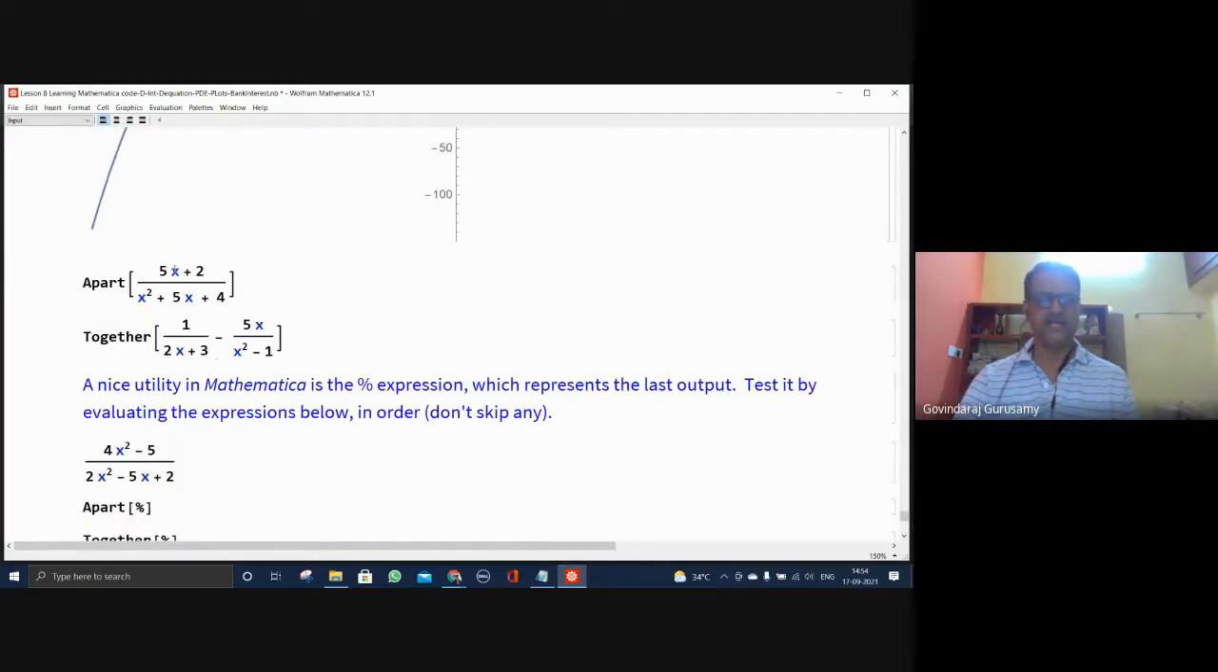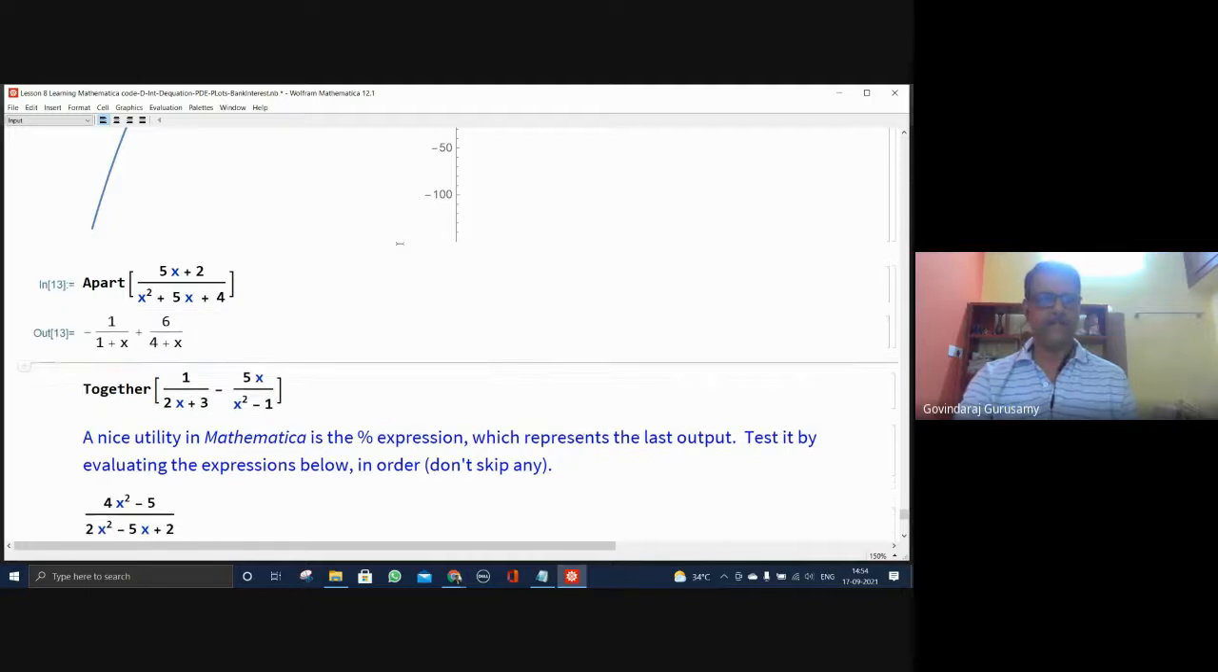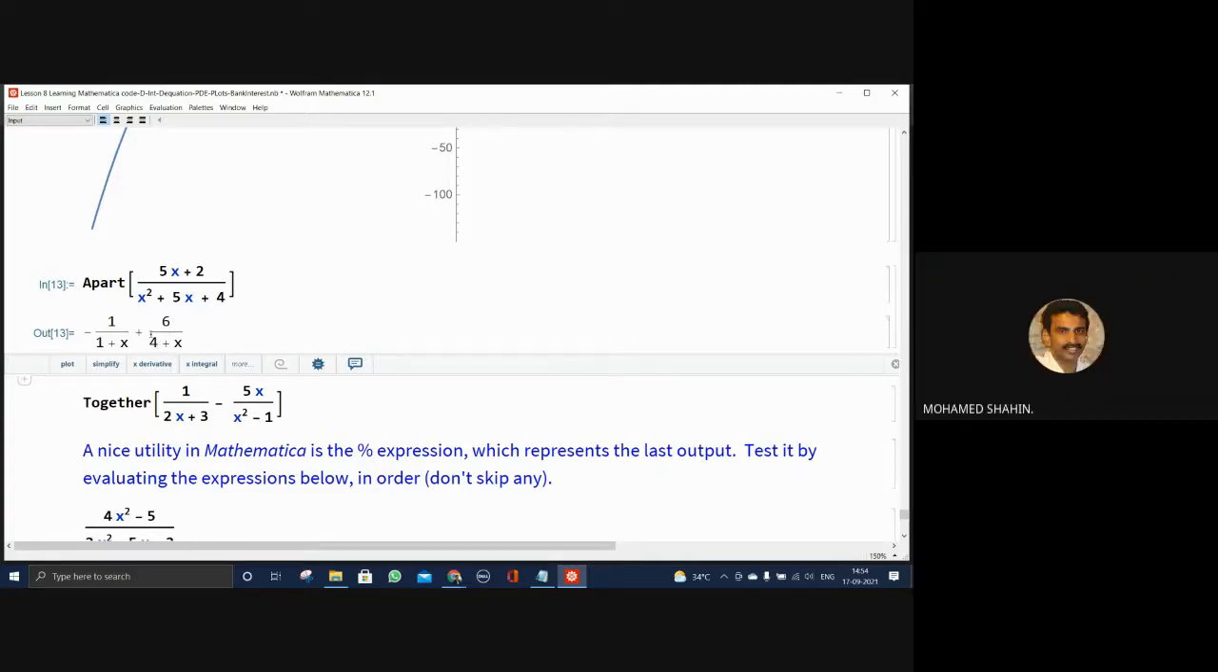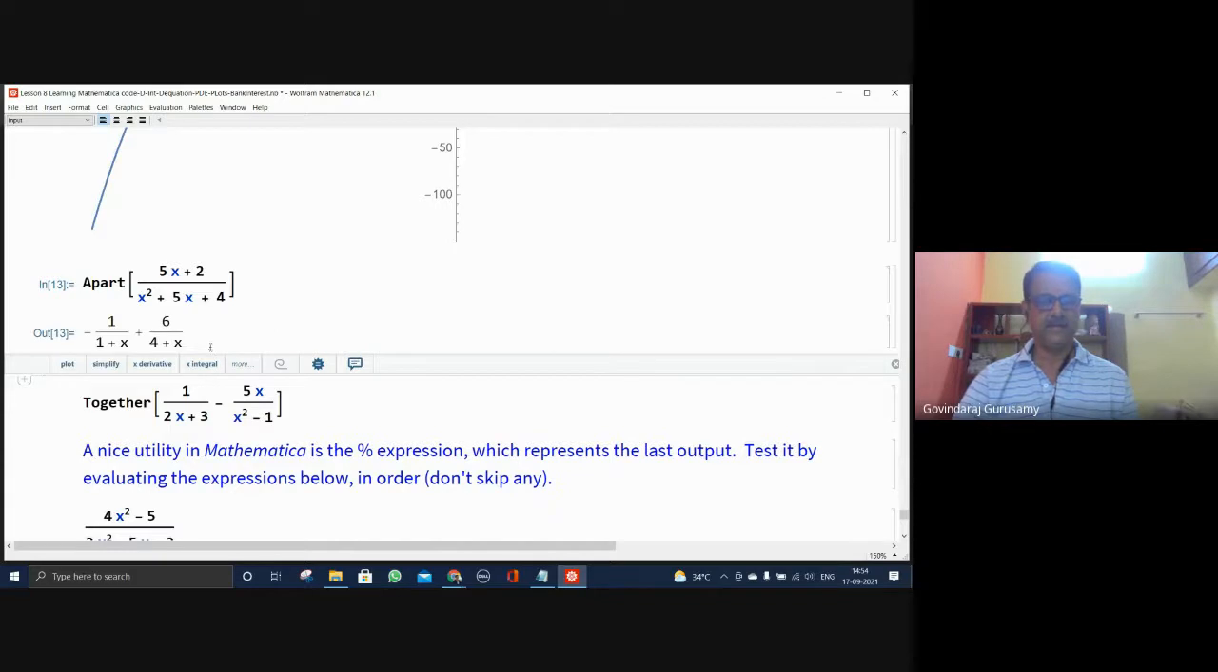Apart, you can see (5x plus 2) divided by x squared plus 5x plus 4. You wanted to separate them. This is the LCM factor now, and then if you do the simplification, you will get this result. This is what part I'm trying to separate. Is it possible to apart further again? No, that's not possible. So we'll leave it at that point, okay?